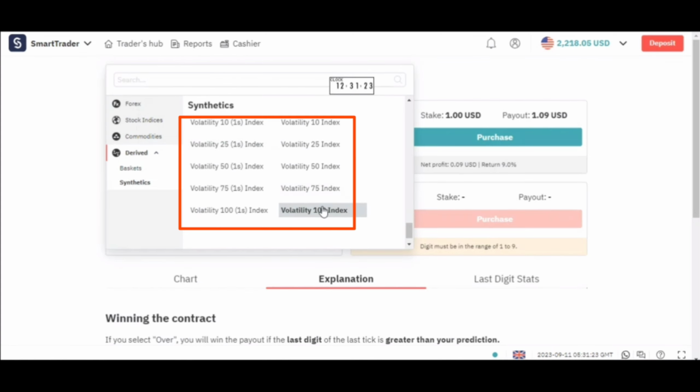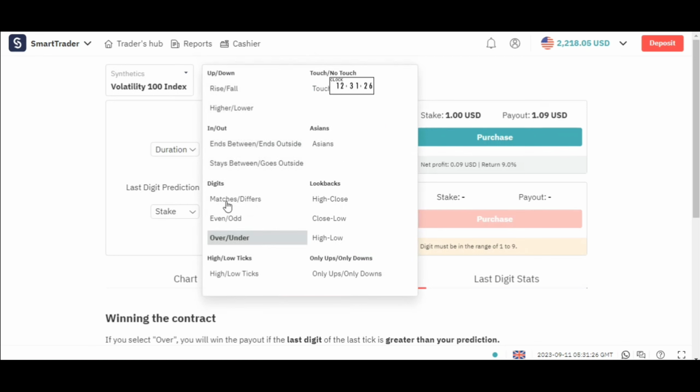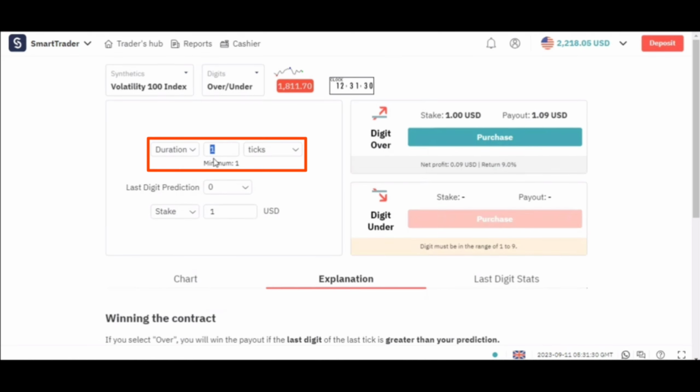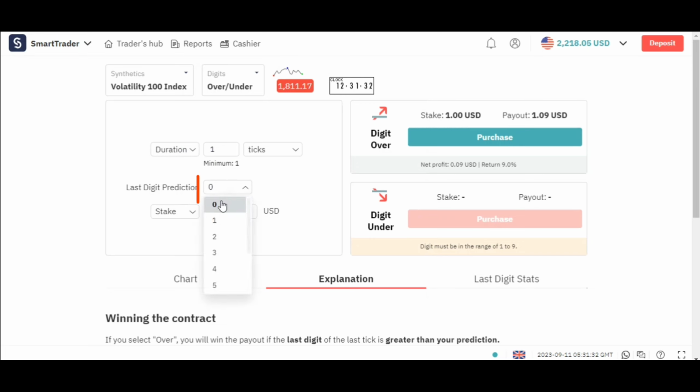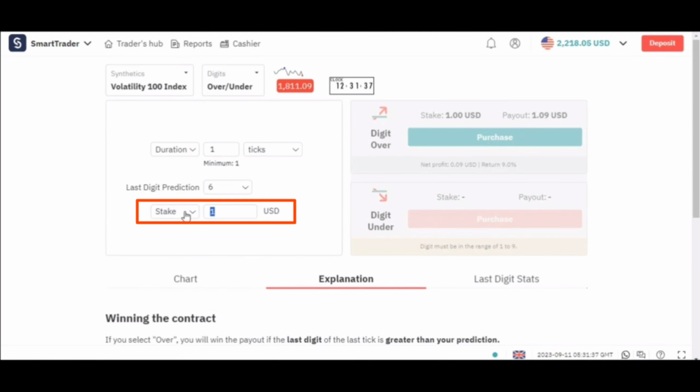All markets you can choose and use in this trade. The trading limit here, I use a duration of 1 tick. This is the place where you can set the price that you can use in this trade.